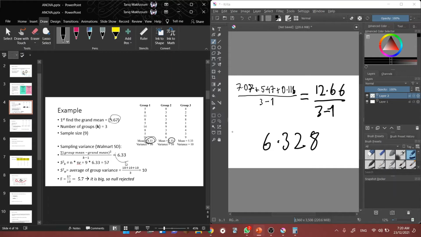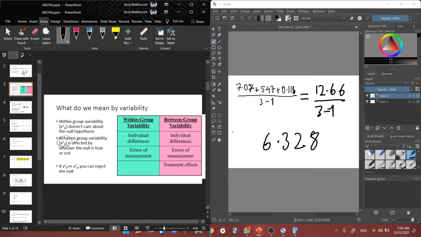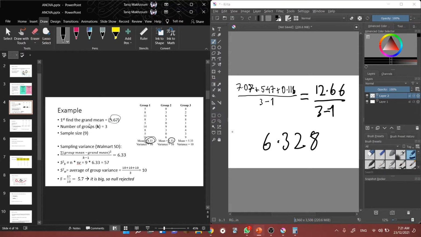So now that we have our sampling variance, what we're then going to do is calculate the between group variability. And that's the sampling variance that we got over here times the sample size of each of our groups. So that's going to be 9, which is our sample size. We have 9 participants in each group, times our sampling variance, 6.33, and that's going to give you 57. Okay?